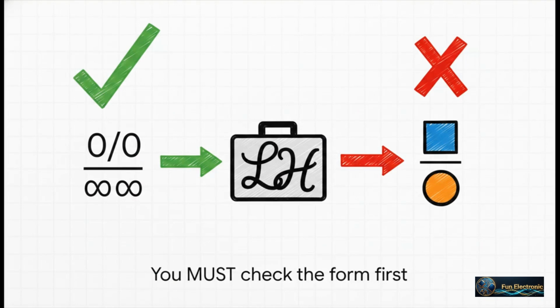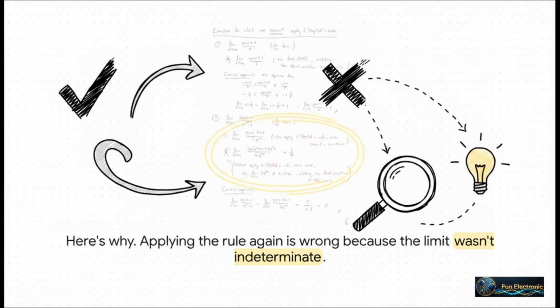You absolutely must do step 1. You have to confirm that you have an indeterminate form before you do anything else. If you apply this rule to a regular old limit, you're almost guaranteed to get the wrong answer. And this is a perfect example of why.